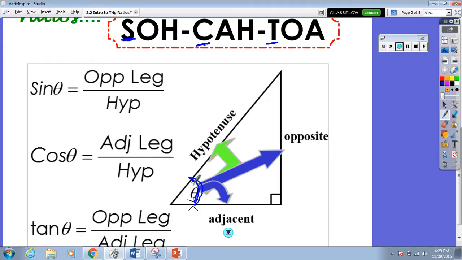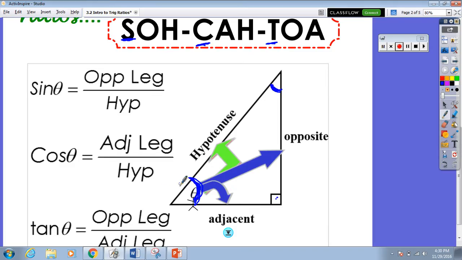Now, whenever you set up your sine, cosine, or tangent, you're always using one of the angles. It's very rare, if not impossible, for you to ever use the right angle. You will never be looking at it from the point of view of the right angle. So we're either going to be using this acute angle or this acute angle. We're always going to be looking at the triangle from the perspective of one of these angles. That's one of the most important things that you're looking at here.